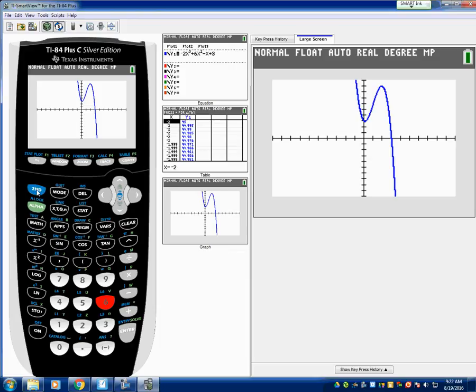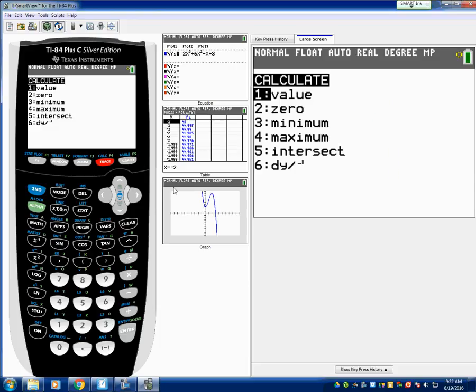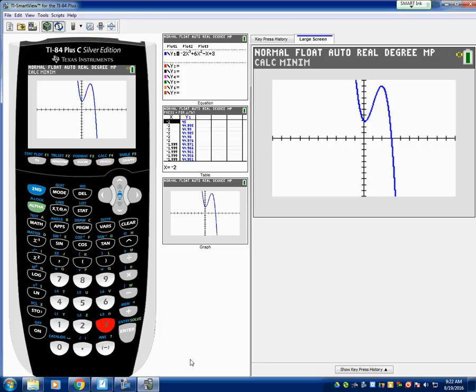So if you go to second and then trace, you'll see on here we've talked about the value function and the zero function. Now we have minimum and maximum, 3 and 4. So let me go ahead and choose number 3, the minimum. It's going to ask for a left bound. And then it's going to ask for a right bound, so I just need to make sure I get my cursor on each side of what I think is the local minimum. And it's going to ask for a guess, and then it will give me the minimum value of 0.087.